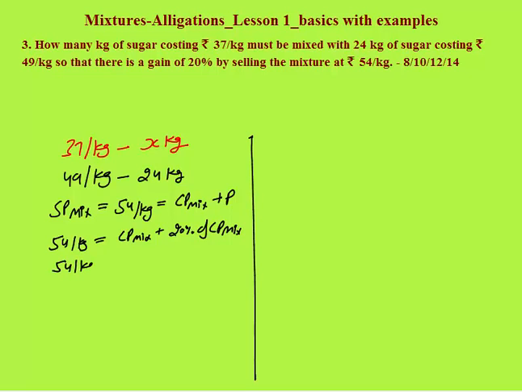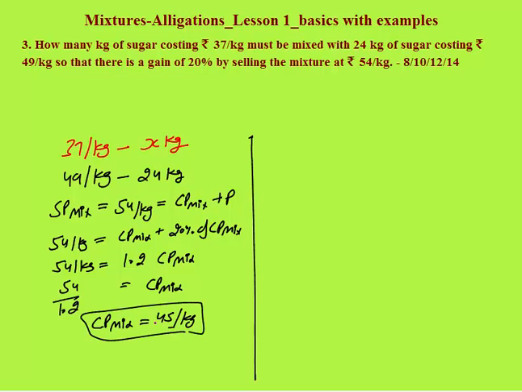This is 54 per kg. This is 1.2 into cost price of mixture. So here I will get cost price of mixture is equal to 54 by 1.2. Your answer you will get, cost price of mixture is 45 per kg. This is the cost price of mixture that is costing to you.